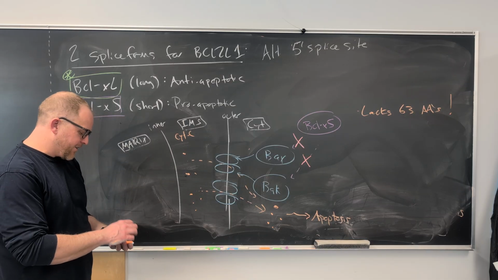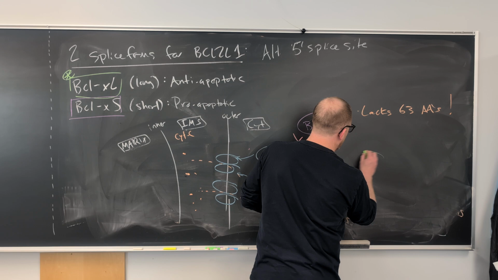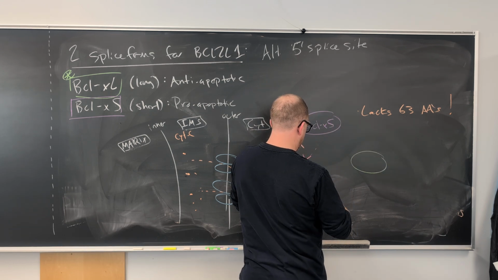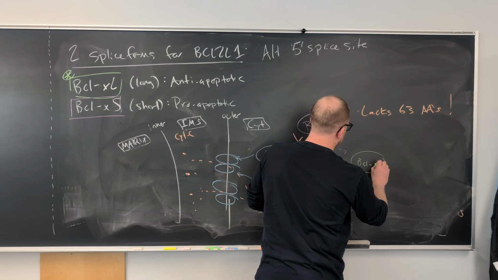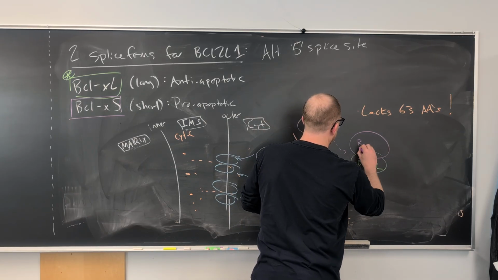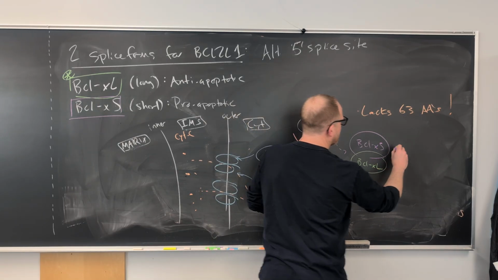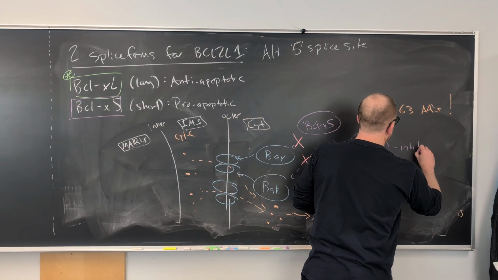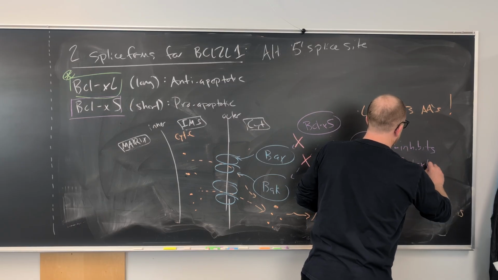What's also interesting about this is that BCL-XS, part of the way this changes the function is that this also actually allows BCL-XS to bind to and inhibit BCL-XL. Okay. So BCL-XS inhibits any BCL-XL that's being made.